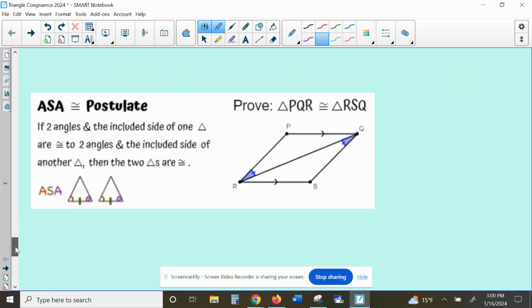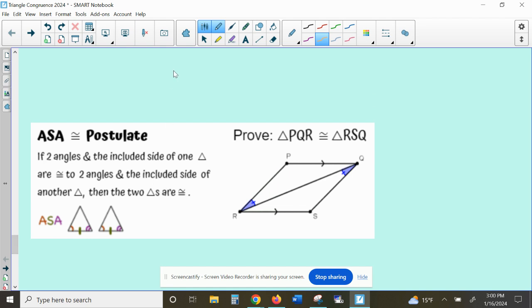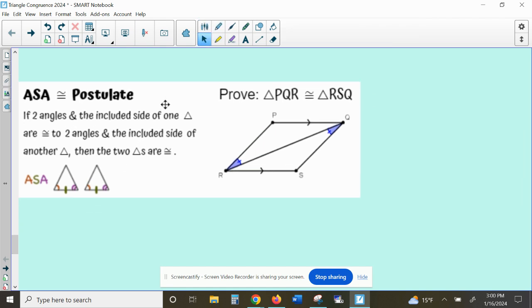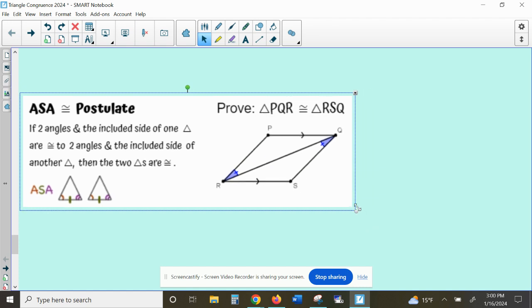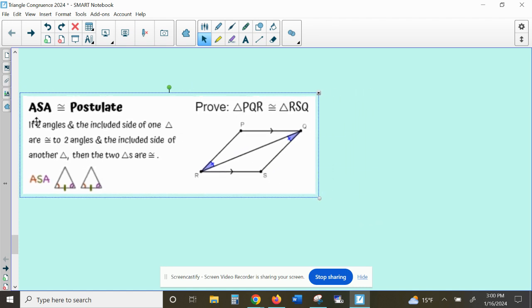Next picture is, you might be like, hey, this is the same thing. It has 2 A's and an S, but there's a little bit of difference because for this one, look where the S is. Do you see how the S is right in between these?